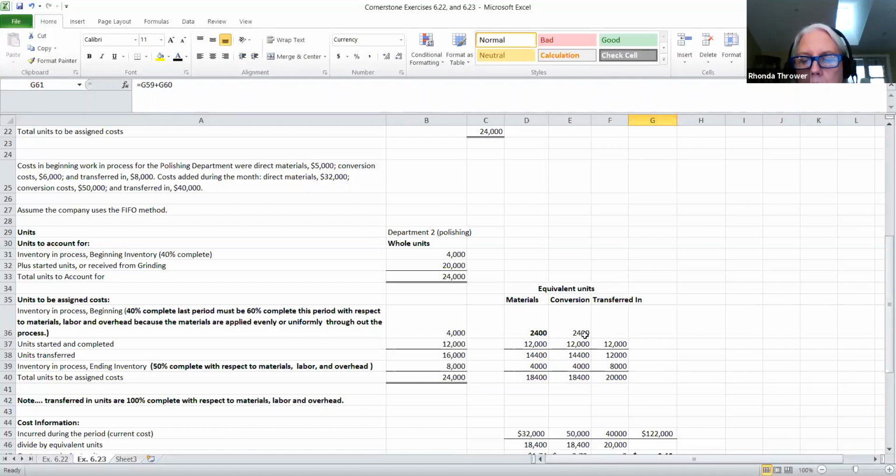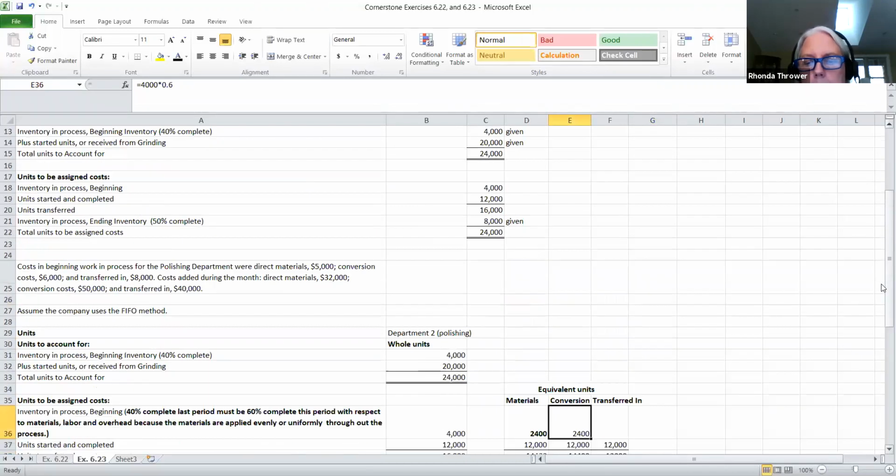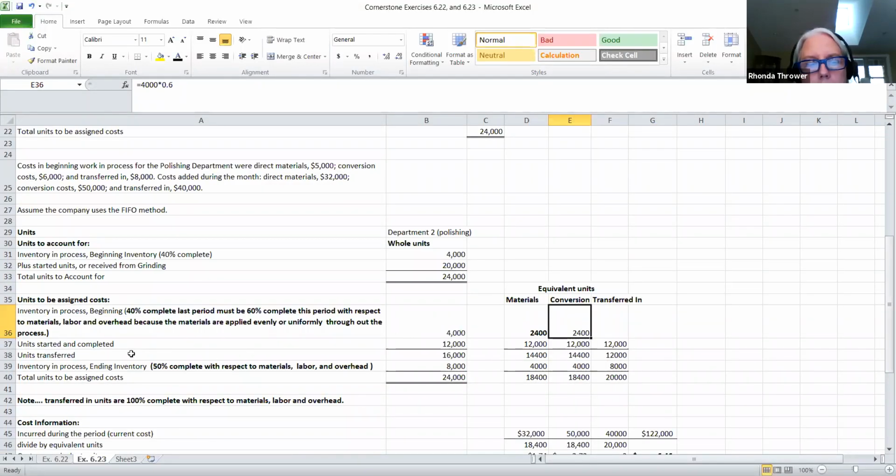And so for conversion, it's basically the same thing. 4,000 units are multiplied by 60% with respect to conversion, because conversion costs are always added uniformly throughout the period. These two happen to be the same because of the materials being added uniformly during the period of time. That was a given amount.